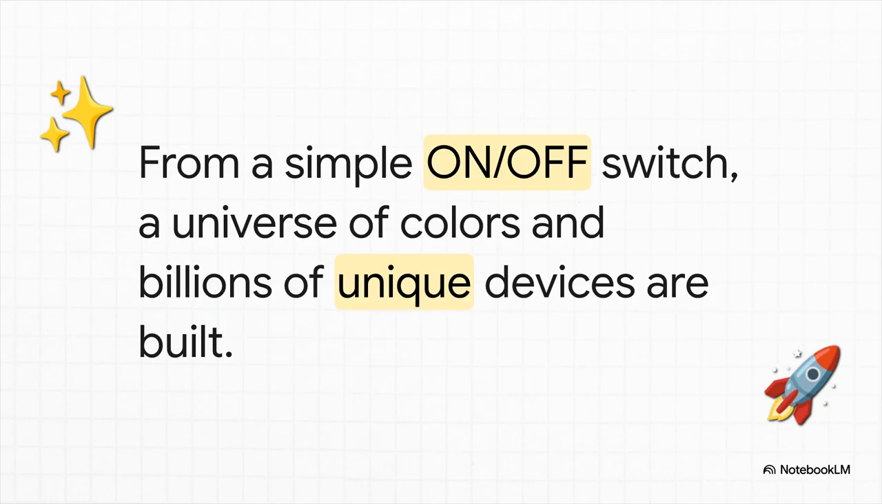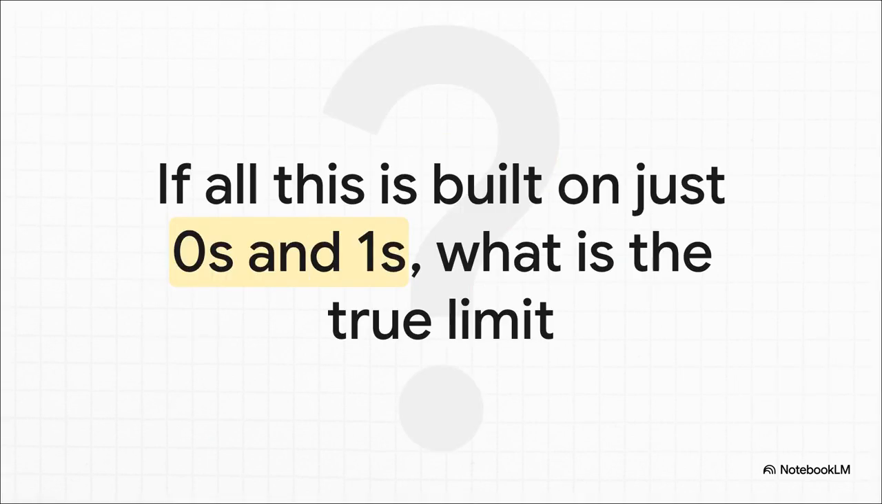All of this incredible complexity, this whole digital universe of vibrant colors, instant communication, and billions of unique devices. It's all built from the simplest possible idea, a switch that's either on or off. And that leaves us with a final, really fascinating thought to chew on. If we, as a species, have already managed to build all of this from just a 0 and a 1, what comes next? What's the true limit of what these two simple little digits can create?